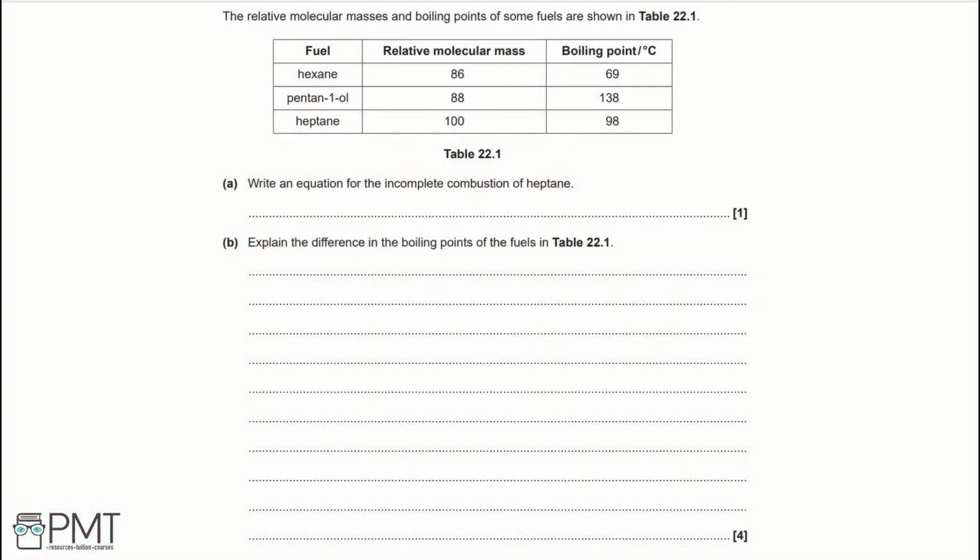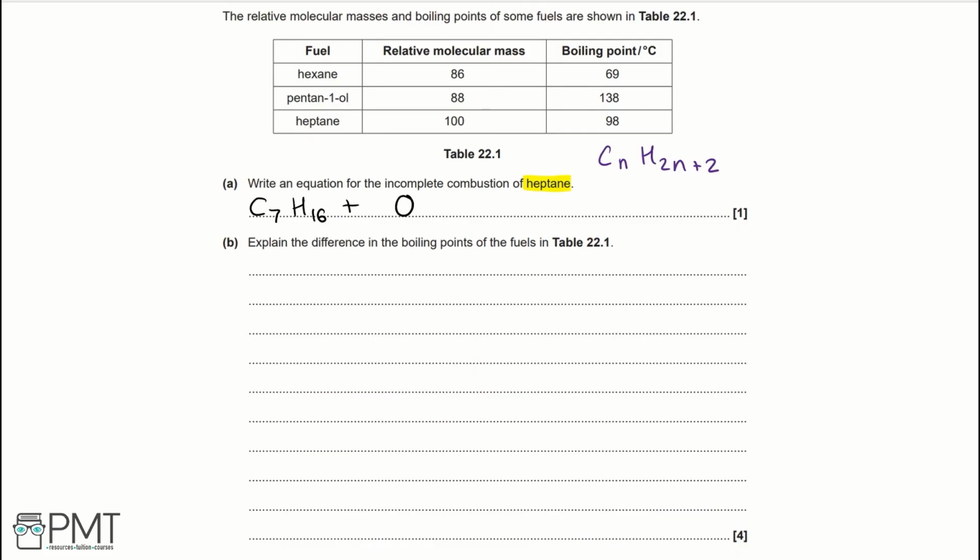The relative molecular masses and boiling points of some fuels are shown in Table 22.1. Part A. Write an equation for the incomplete combustion of heptane. The general structure of an alkane is CnH2n+2. Heptane has 7 carbons, so has the structure of C7H16, because then that's following the general formula.